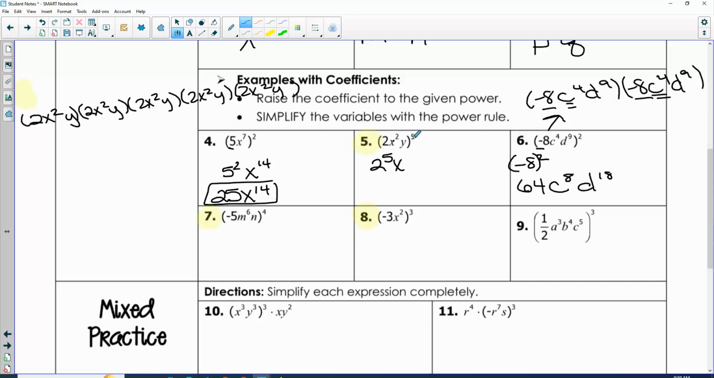X squared to the 5th. So you multiply 2 times 5 is 10. Y, 1 times 5 is 5. Then I want you to simplify 2 to the 5th power. Does everyone know how to type this in your calculator? You do the 2, the little caret button, and the 5. And that tells us it is 32. If you take 2 times itself 5 times, that is not the same as doing 2 times 5. It's 2 to the 5th power.